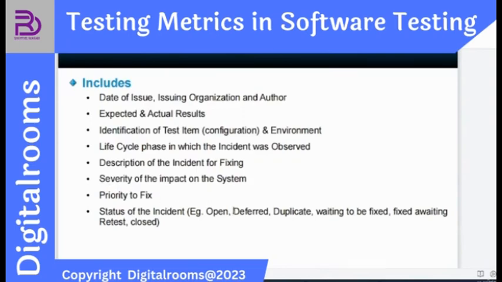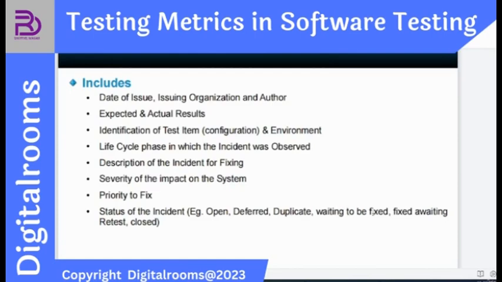Status of the incident: open, deferred, duplicate, waiting to be fixed, fix awaiting retest, and closed. Open is when it has gone to development, meaning when the investigation started. Deferred means it was found to be a bad report or a good report, then it will go to duplicate. If the developer finds that the identified bug is already there and fixed, it will be considered a duplicate and rejected.